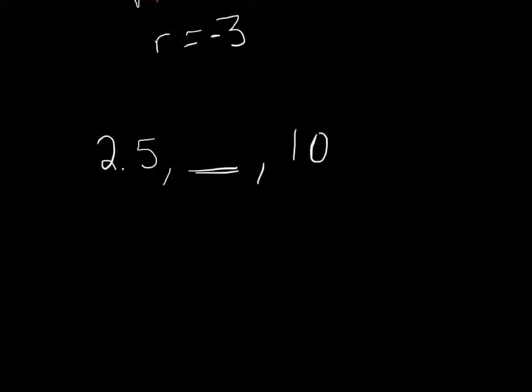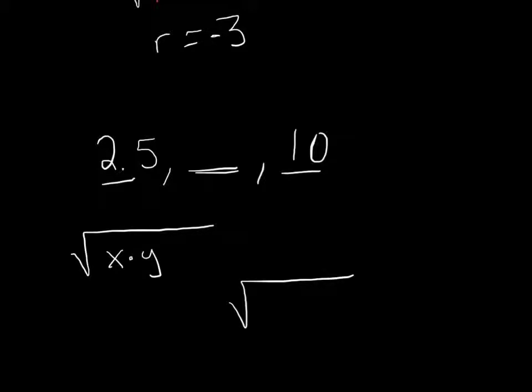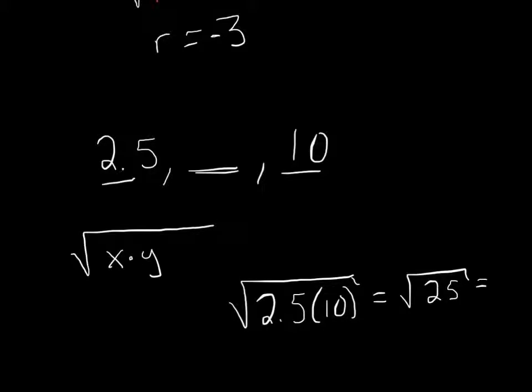What I do is take the two terms on the outside, multiply them together, and take the square root of it. So my x in this case would be the 2.5, and the y would be the 10. So I take the square root of 2.5 times 10, and I get the square root of 25, and the square root of 25 is 5. Now, we could technically be correct, because 2.5 times 2 gives me 5. 5 times 2 is 10.